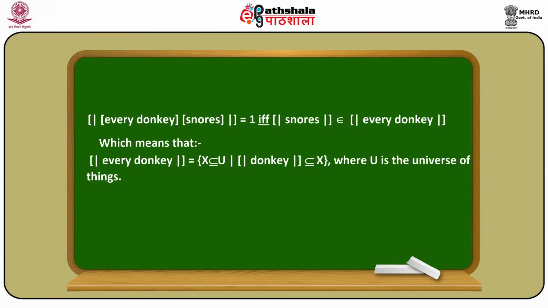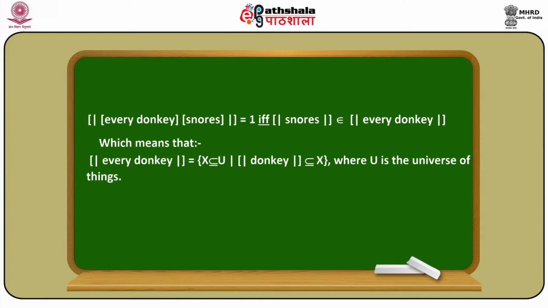What kind of semantic value must every donkey have? Well, a simple way of looking at it is the following. We say that every donkey snores is true if and only if snores is in the denotation of every donkey. You can note that snores is in every donkey if and only if the extension of donkey is a subset of the set of snores. We just saw that that is what the meaning of every is.